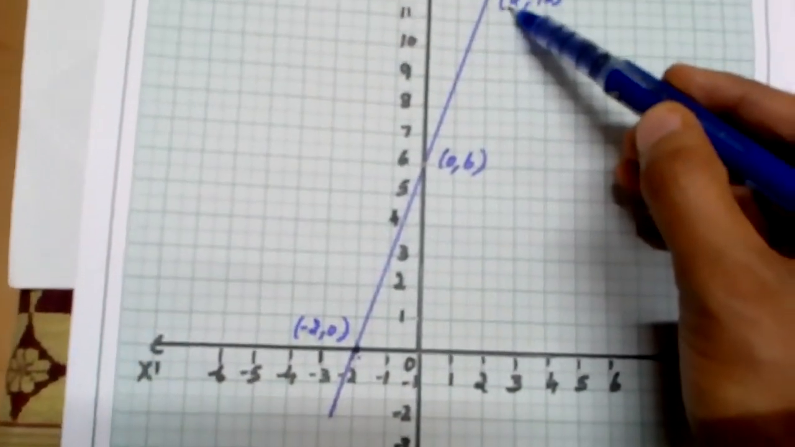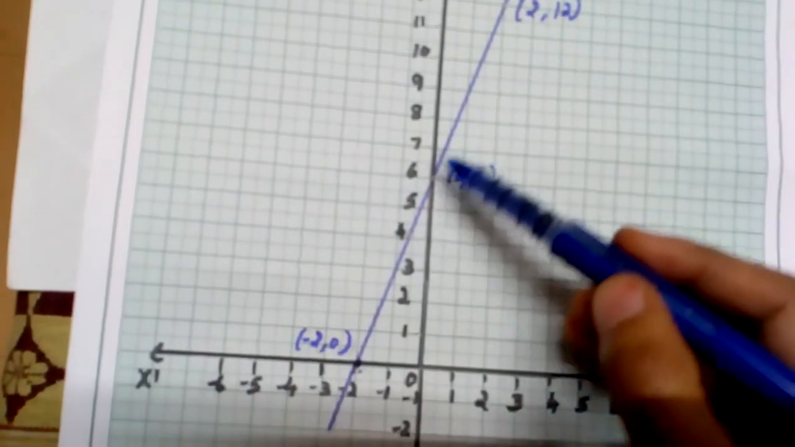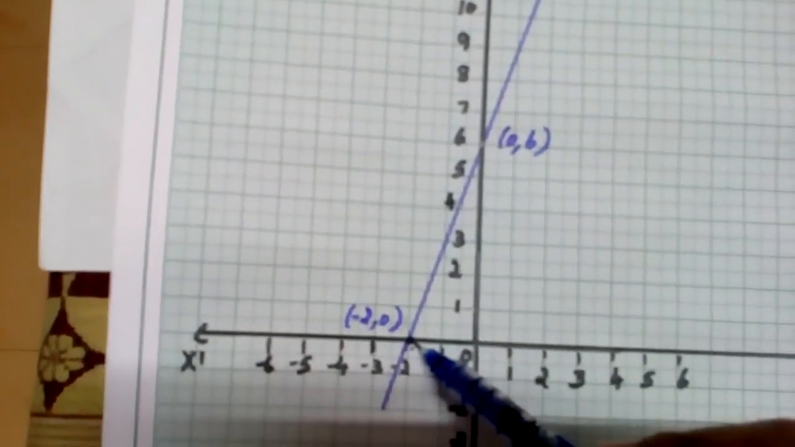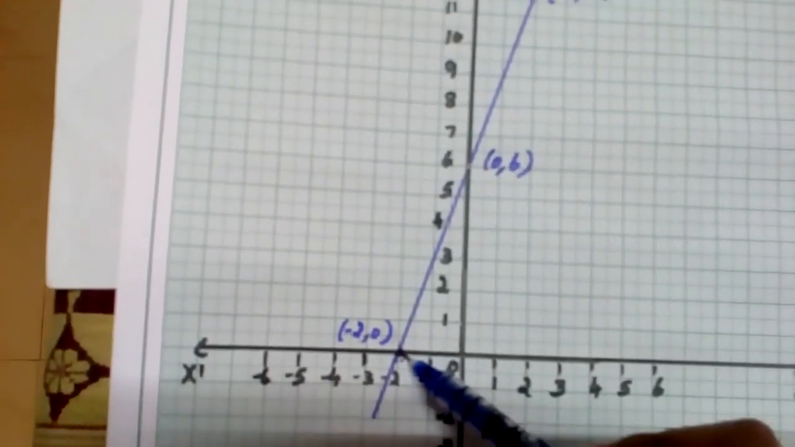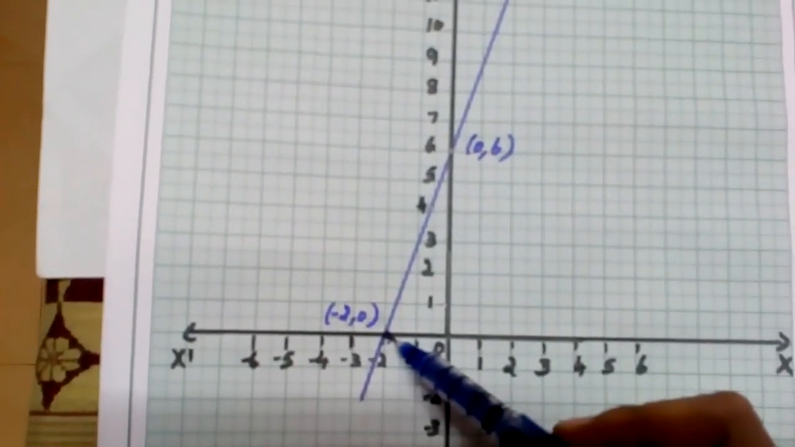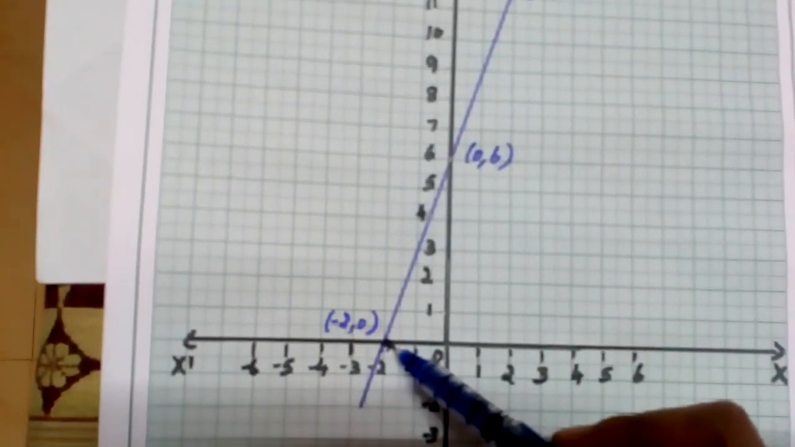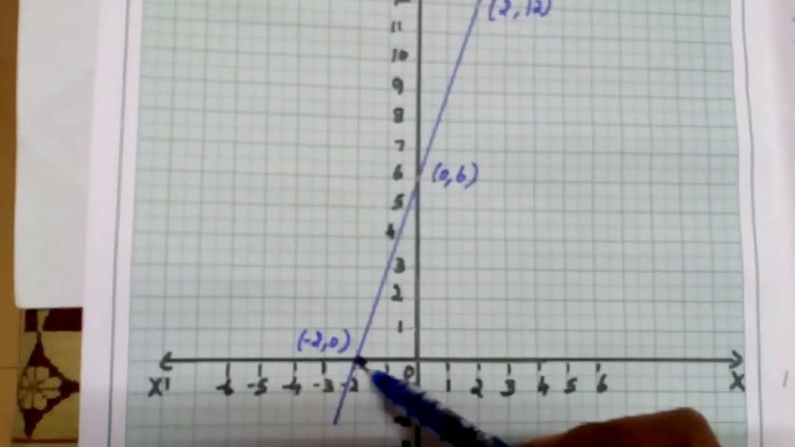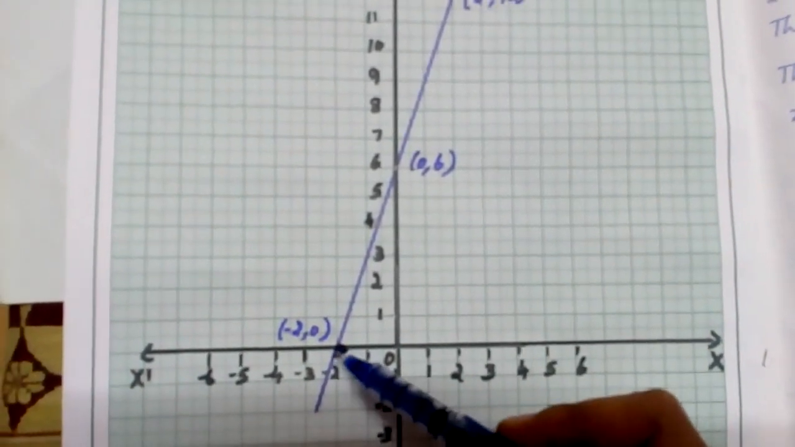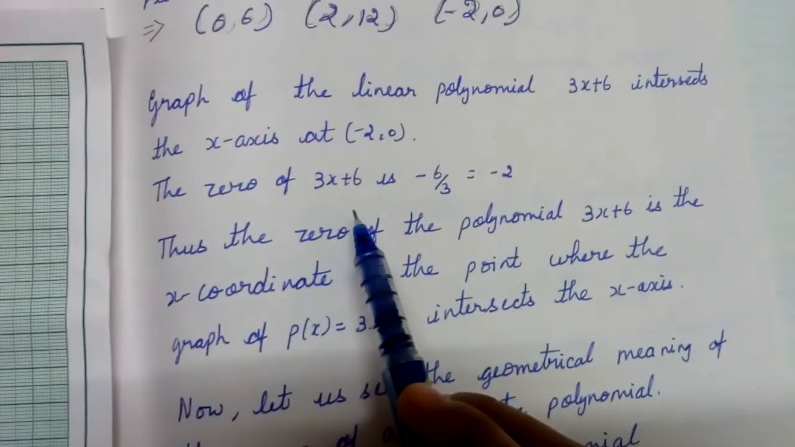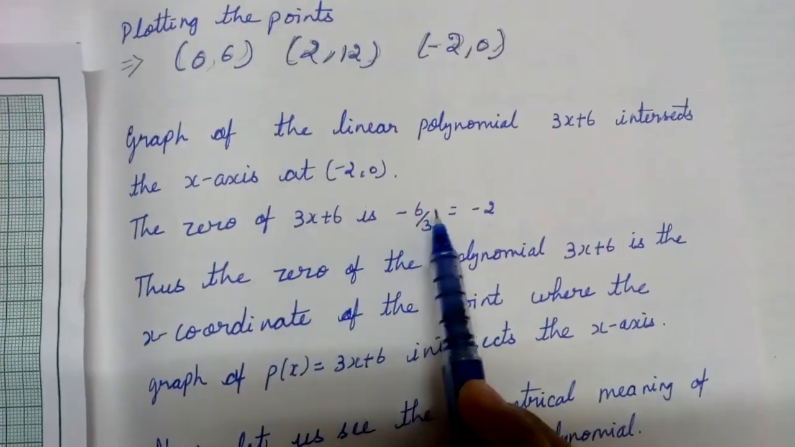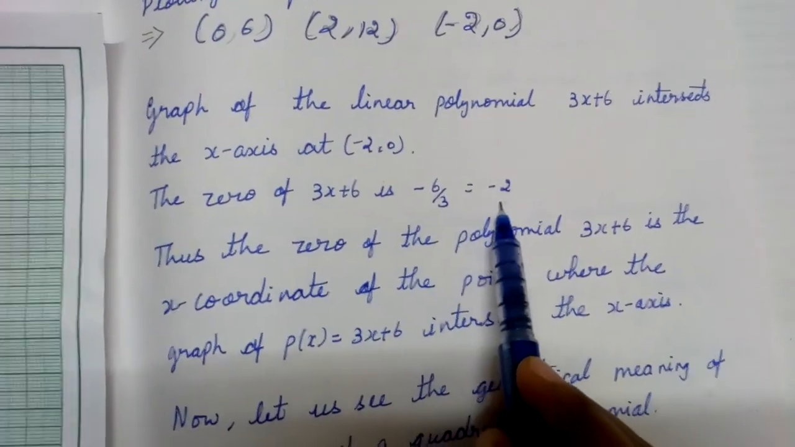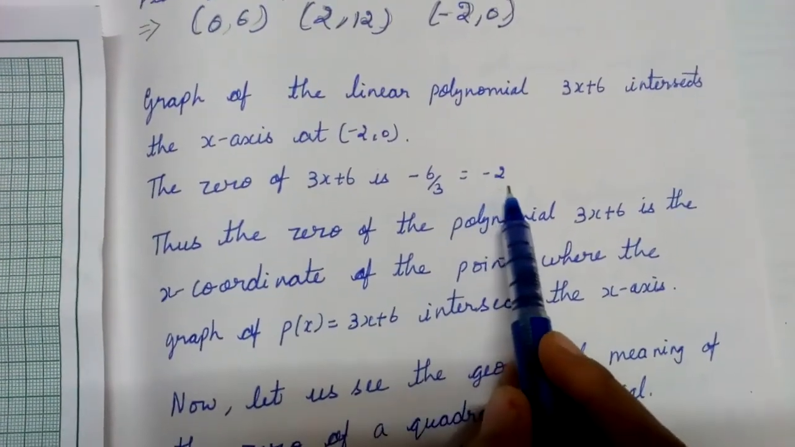You can see that this linear polynomial intersects the x-axis at (-2, 0). So you know that if k is a zero of a linear polynomial, then k is minus b by a, that is, minus the constant term by the coefficient of x. Here the zero of 3x plus 6 is minus the constant term 6 divided by the coefficient of x, which is 3, giving minus 2. So you got the zero as minus 2.